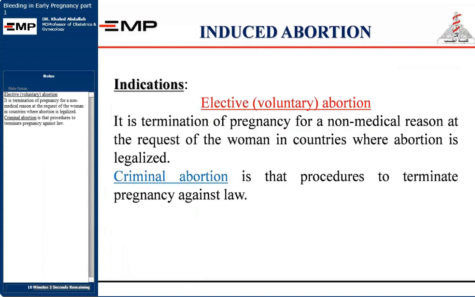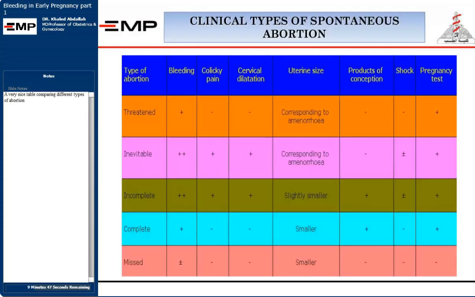Elective, voluntary abortion is termination of pregnancy for a non-medical reason at the request of the woman in countries where abortion is legalized. Criminal abortion is procedures to terminate pregnancy against the law. A very nice table comparing different types of abortion.